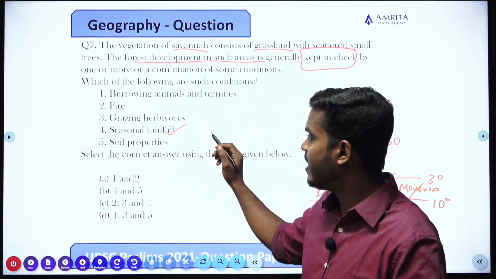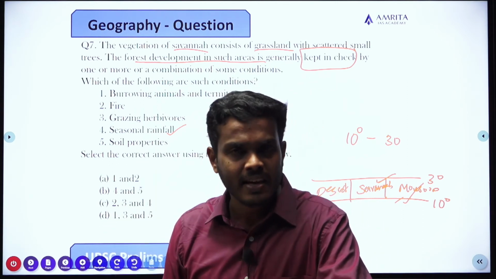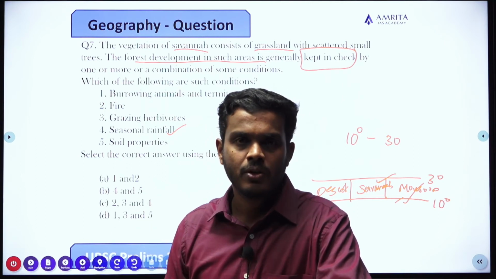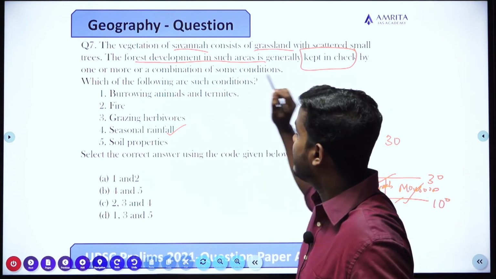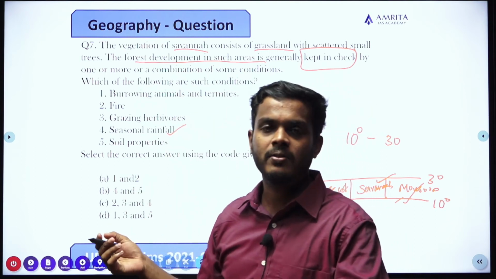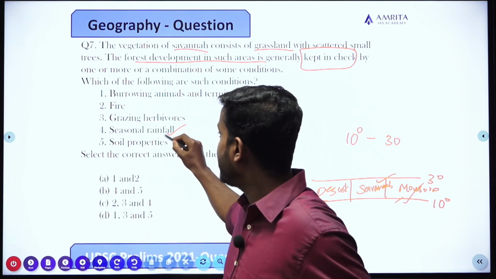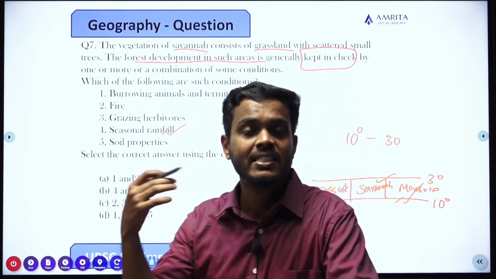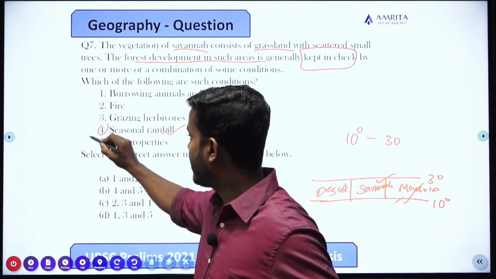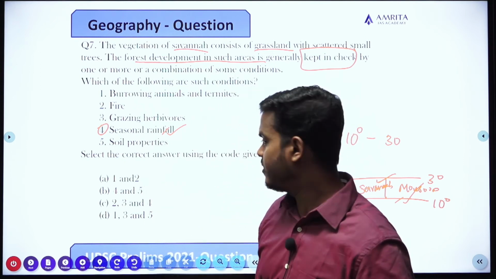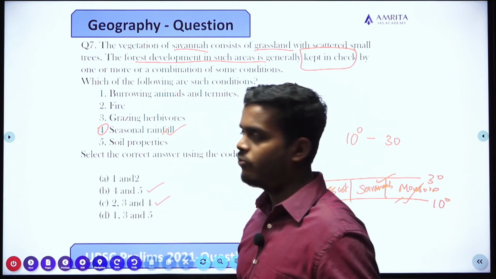Now we understand the fact that due to the lesser amount of rainfall, we don't have monsoonal forest in the savanna region, we have only grassland. So the seasonal rainfall is one important factor which keeps forest development in check. There are no trees in the savanna region but only grasslands. So the first factor is right. Seasonal rainfall is one major factor which checks the forest development of the savanna region. Now we got 4 as correct. Now we will go back to the options. With 4 we have only 2 options, 4 and 5 and 2, 3 and 4.